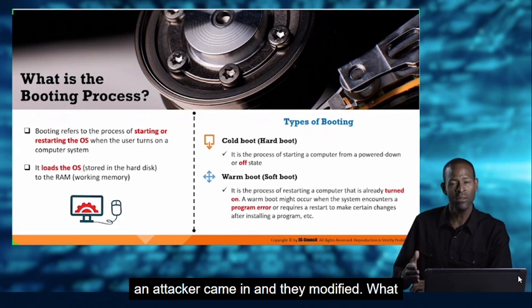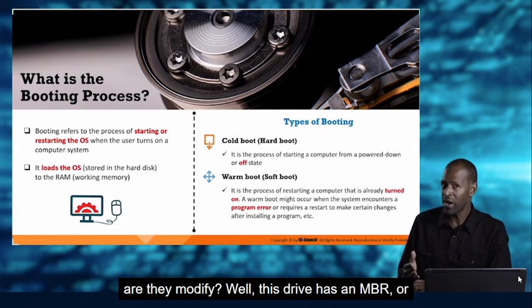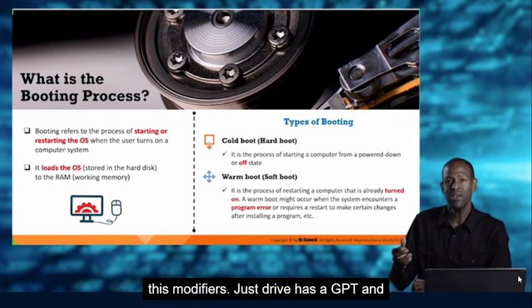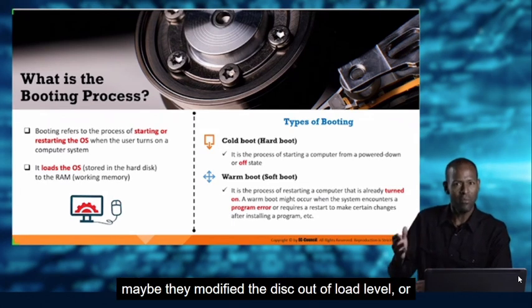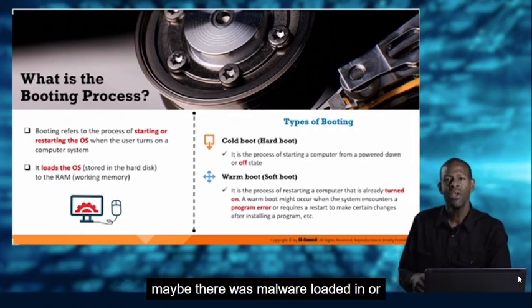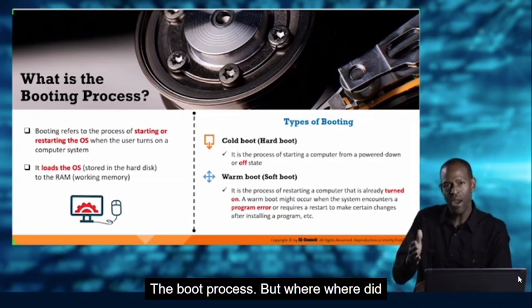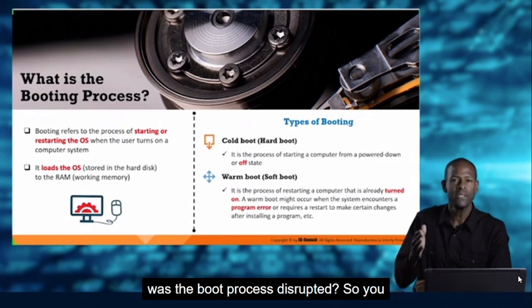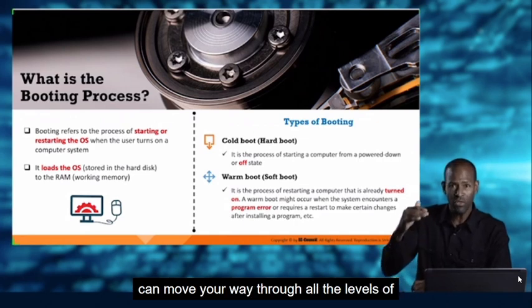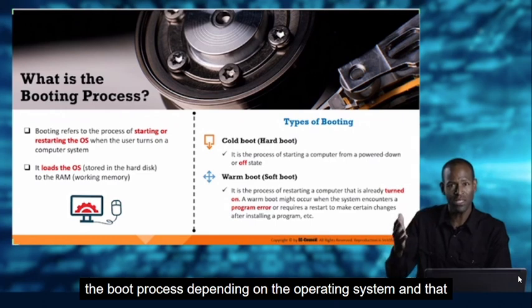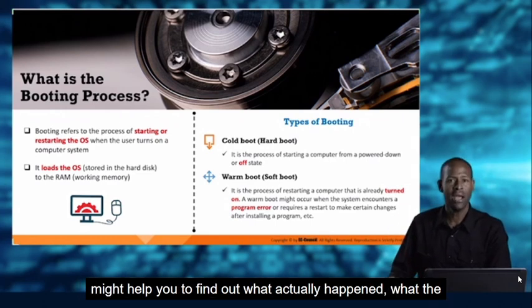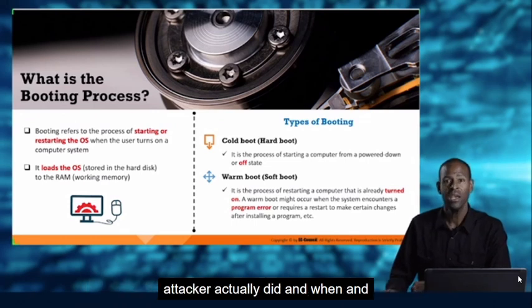So an attacker came in and modified something, but what did they modify? Well, this drive has an MBR, or this drive has a GPT, and maybe they modified the disk at a load level, or maybe there was malware loaded in, and it disrupted the boot process. But where was the boot process disrupted? You can move your way through all the levels of the boot process depending on the operating system, and that might help you find out what actually happened, what the attacker actually did, and when.